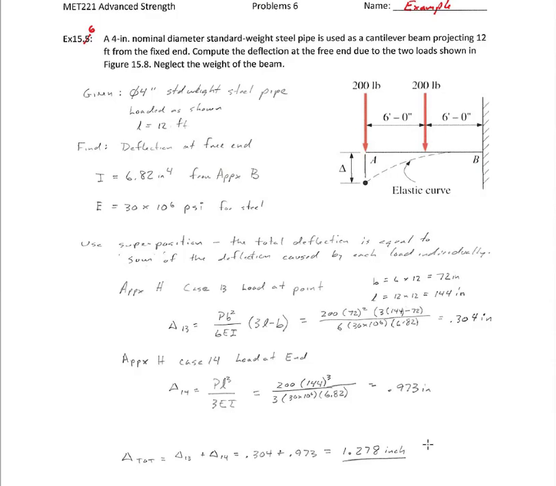The only thing I want to say about this problem is that my answer is different than what's in the textbook because they used a different I. Apparently in the 5th edition of this textbook, in Table B, there was a different I for a 4-inch diameter standard weight steel pipe. Okay, I'm going to stop this one here and talk about the next one in the next movie.